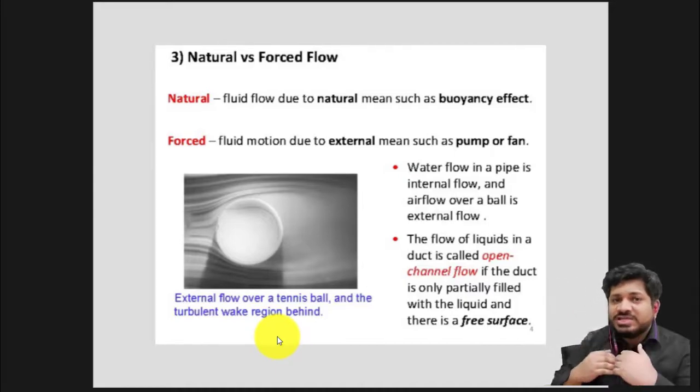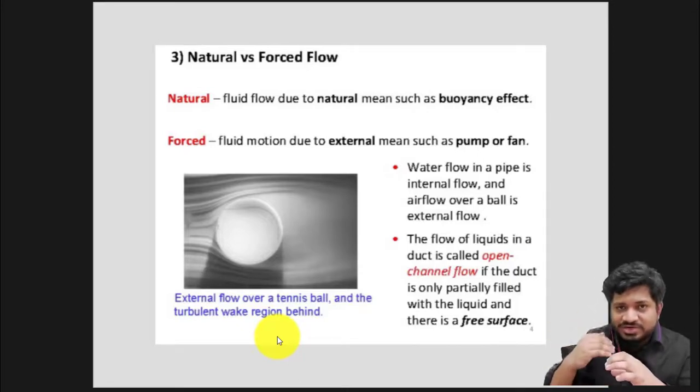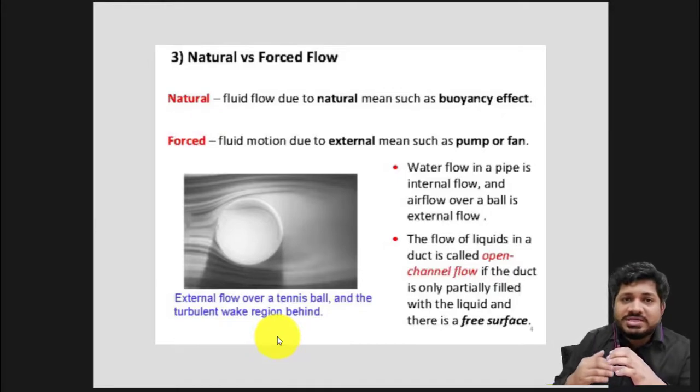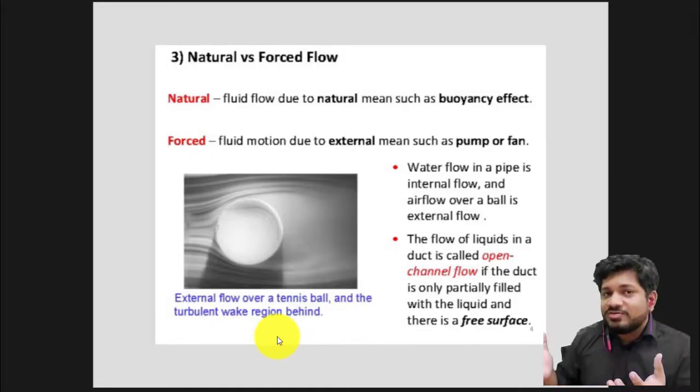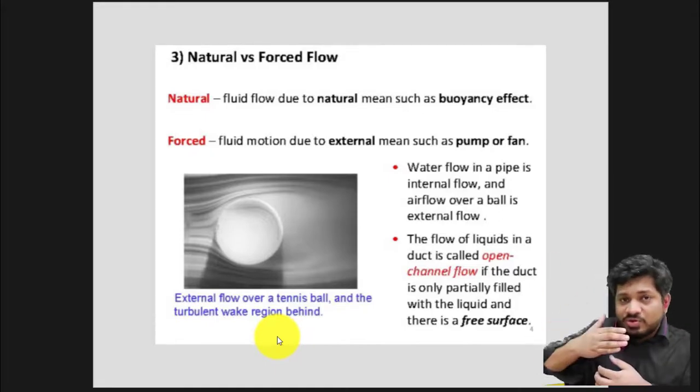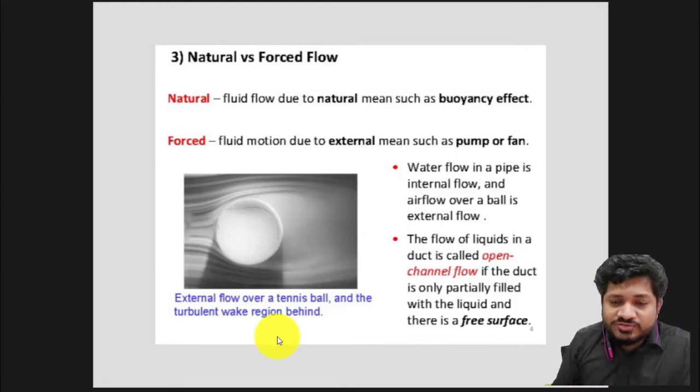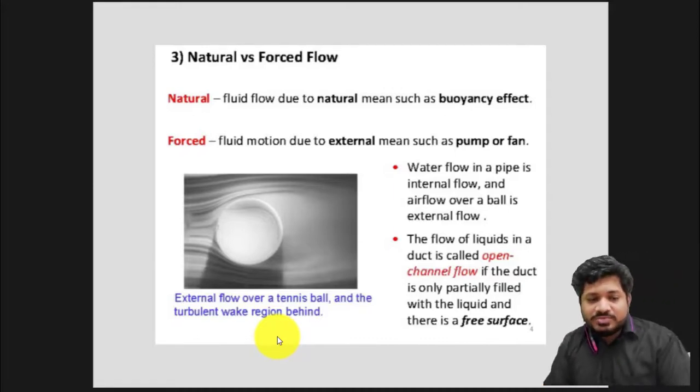However, if we ourselves force a fluid, let's say I attach a pump to a pipe and then I try to move the fluid, then this is an example of forced flow. A blower, a fan, and an air conditioner blow are examples of forced flow. So in forced flow, the fluid is made to flow over a surface by external means, by external energy such as a pump or fan.